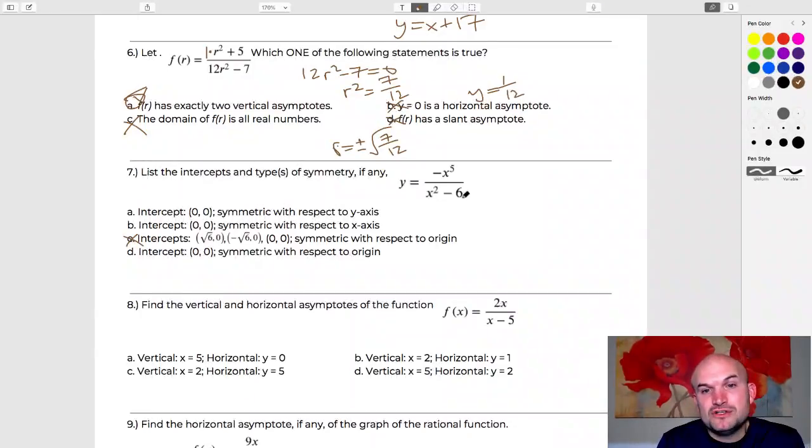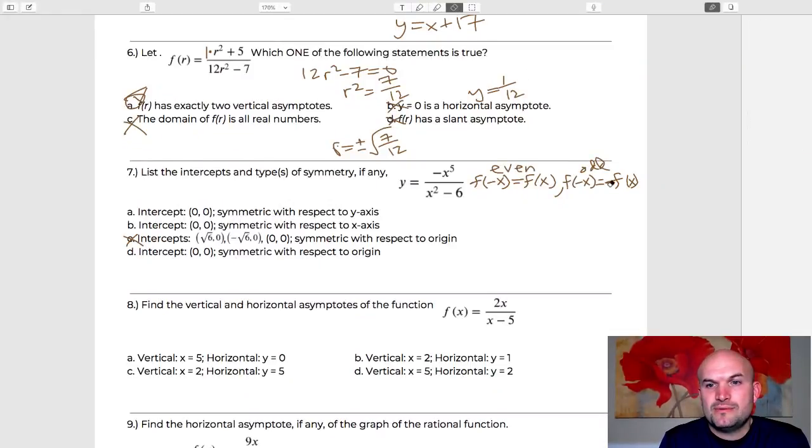And if you remember in function notation, we tested symmetry by plugging in f of negative x. All right, and again, if we got back the original function, it was even. And if we plugged in f of negative x and got the opposite of f of x, it was odd. I don't like how I've written that, so let's do that one more time.